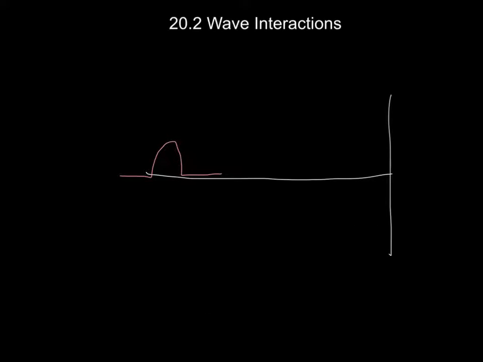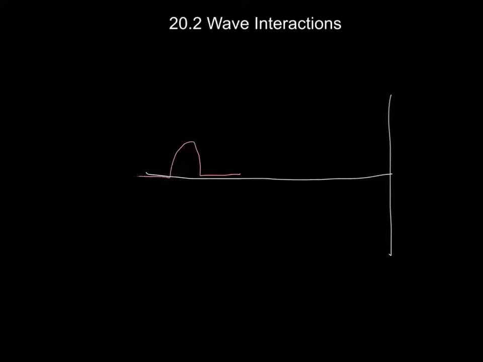So the next thing we want to look at is what happens to waves as they approach a barrier and then interact with that barrier. So let's say that this here on the right is just a big old wall that we have our piece of string or our slinky attached to, and then we have it pulled this way so there's some tension.